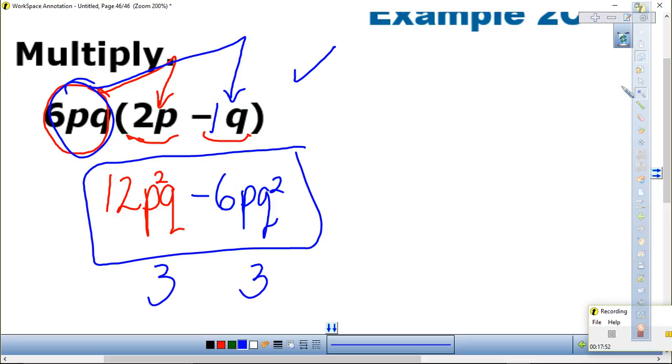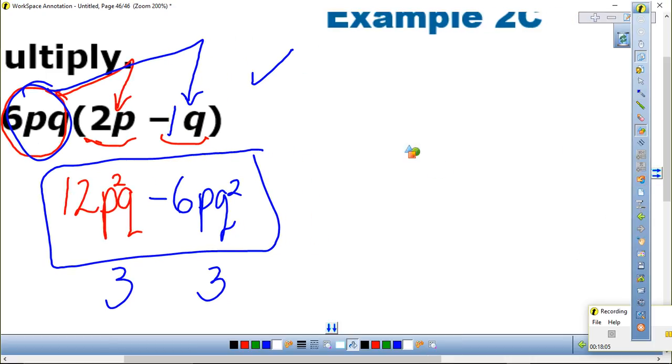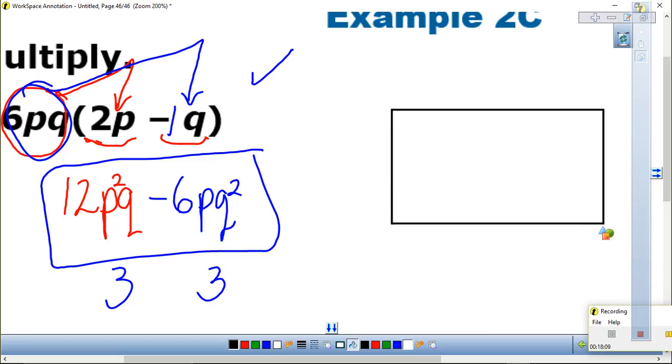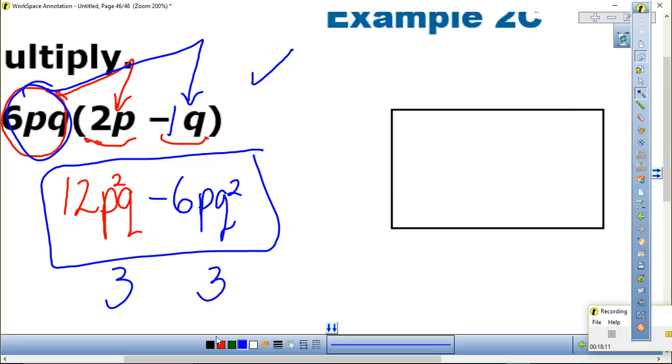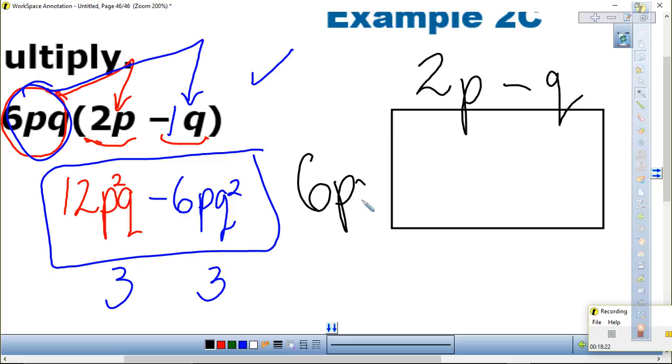Copy this next one, please. Oh, sorry. Area model. Let's do the area model next to it. Thank you, Felipe. Everybody say thank you, Felipe. Here we go. 2P minus Q is the width, and then the height is 6PQ.